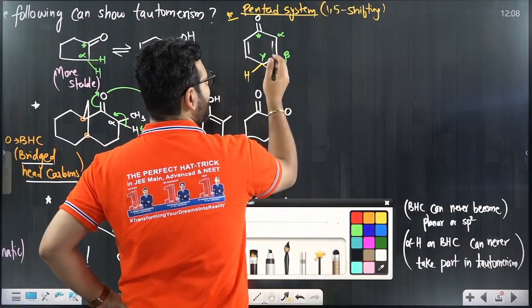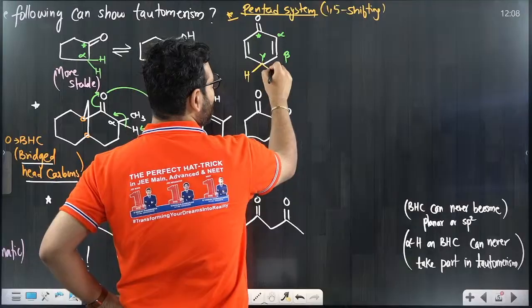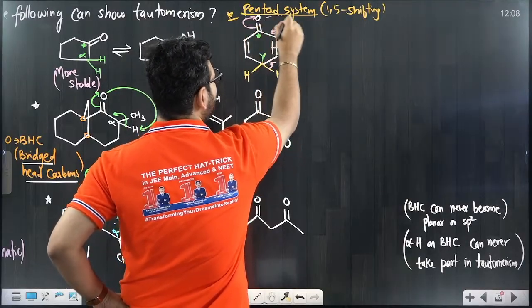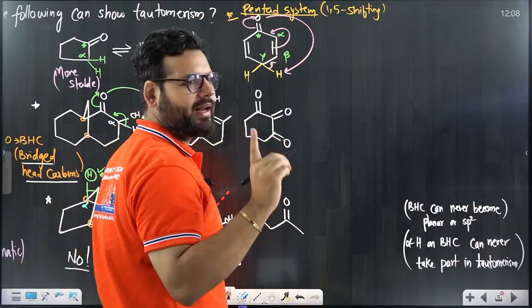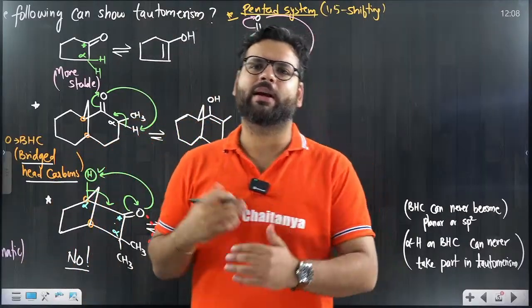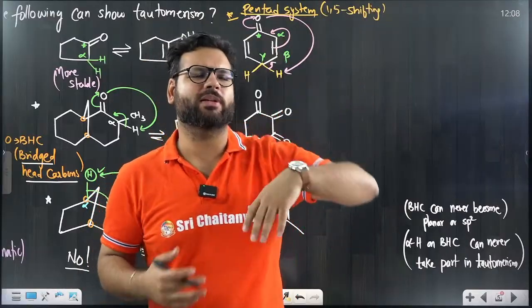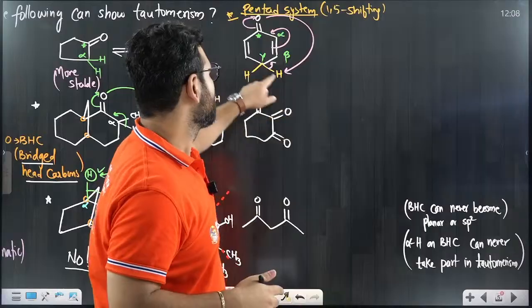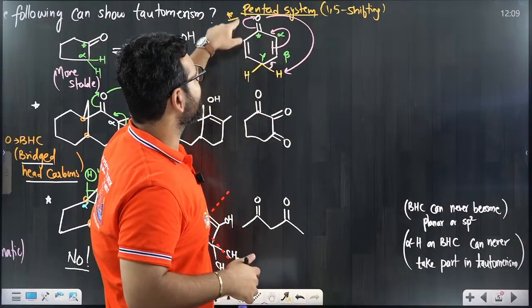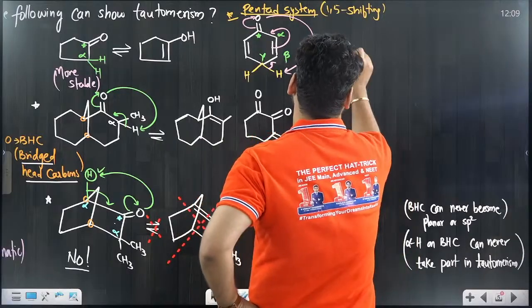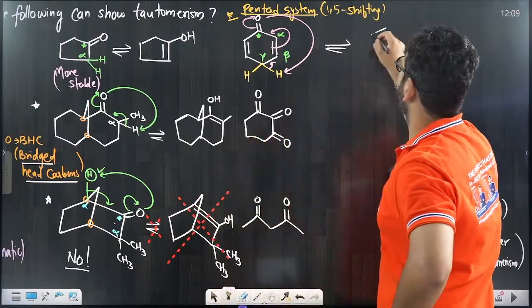Same, sigma becomes pi, just one extra step will come here. Sigma becomes pi, pi becomes pi, pi becomes minus, then minus takes the H plus. Like a resonance, it will automatically go. So in a pentad system, this is how the equilibrium will come.